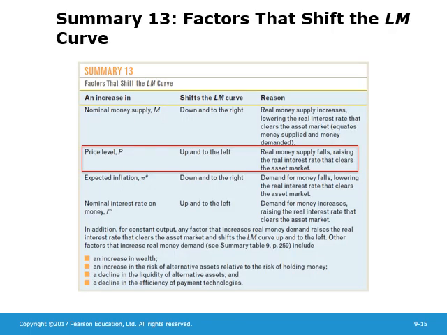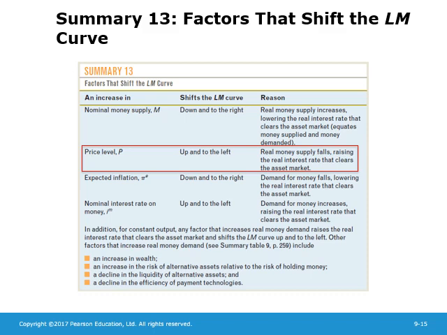So this is the summary table that you have to make sure you understand correctly and very well. Here is an increase in any of these factors, and what will happen to the LM curve? It will shift down and to the right or up and to the left, and the reason for this shift. What I'm stressing in this slide is what happens when the price level increases, because we will need this in our next section.